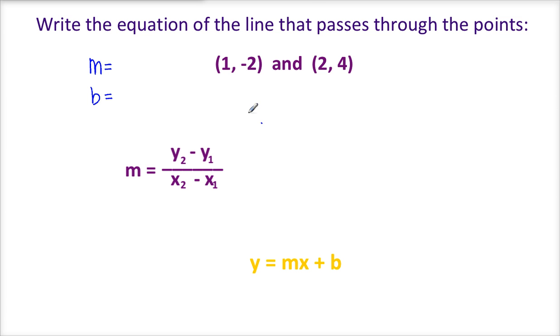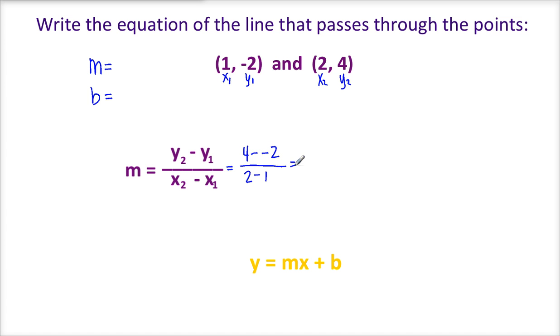So in order to use the slope equation, I need to label my points x1, y1 and x2, y2. Let's make this point number 1, so that means this is x1, y1, and this is point number 2, so this is x2 and y2. Now we plug in these numbers in their corresponding spots in this equation. So y2 minus y1 is 4 minus -2. Then on the bottom we have x2 minus x1, so 2 minus 1.